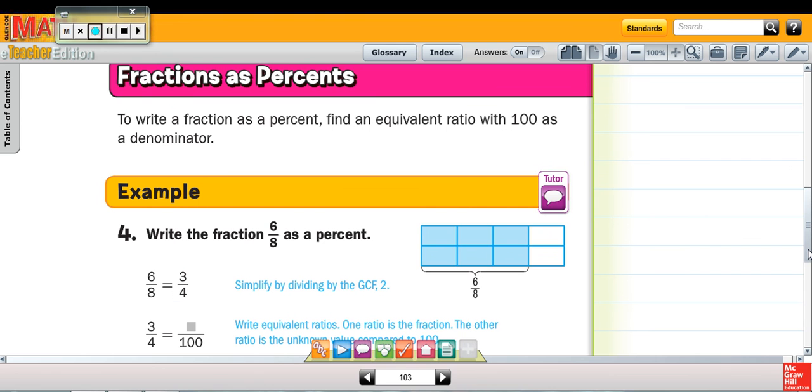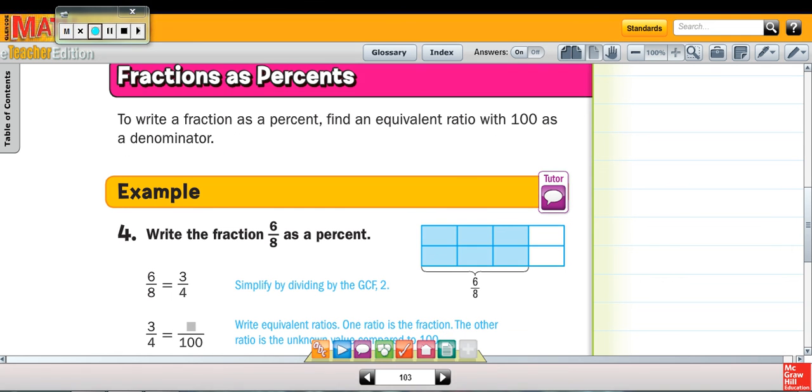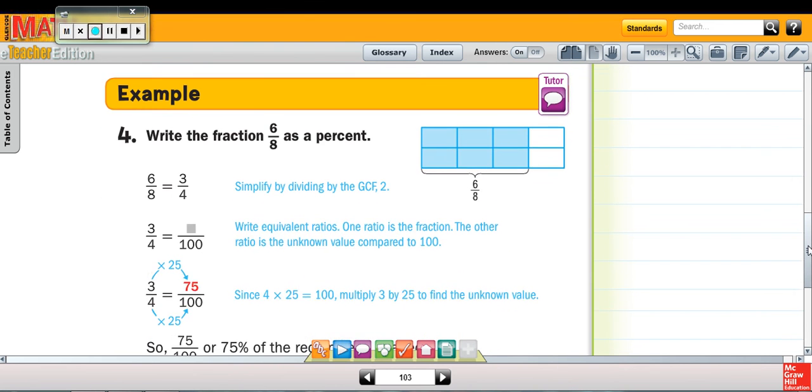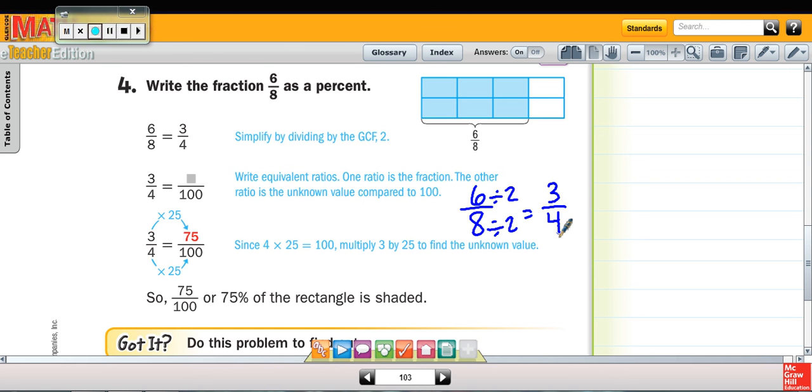Okay, so to write a fraction as a percent, we're going to find an equivalent ratio with 100 as a denominator. We'll talk about another strategy tomorrow that we could also use, but for today, we're going to come up with these equivalent ratios. So here we have 6/8. We notice 6/8 could be simplified by a factor of 2, which gives me 3/4. That's still a fraction, so I want to change this 3/4 to a percent.